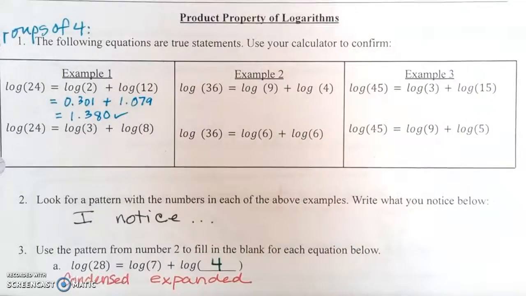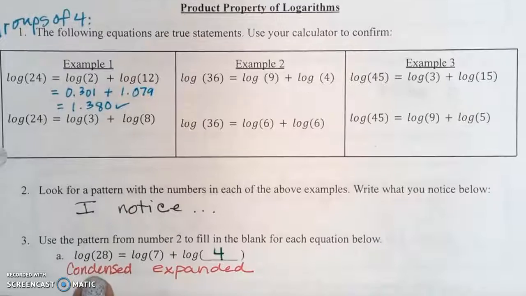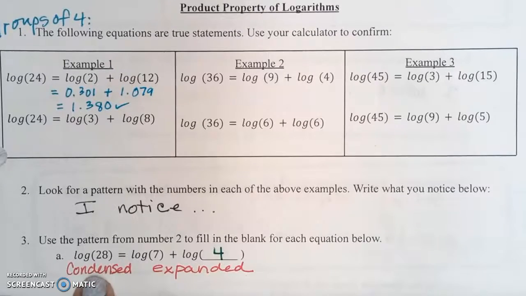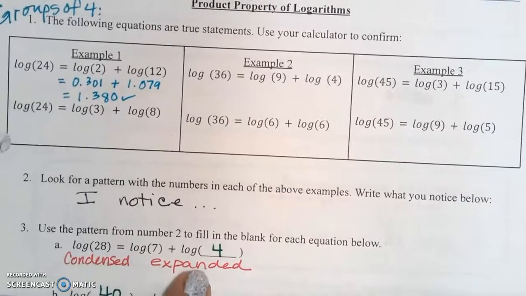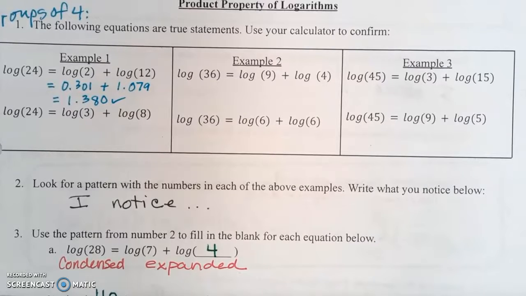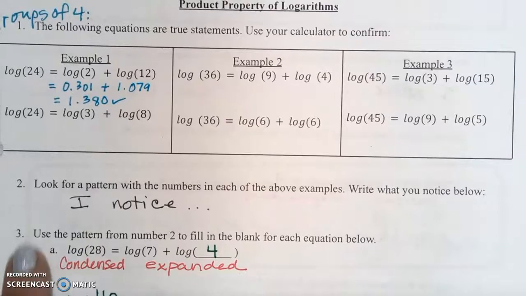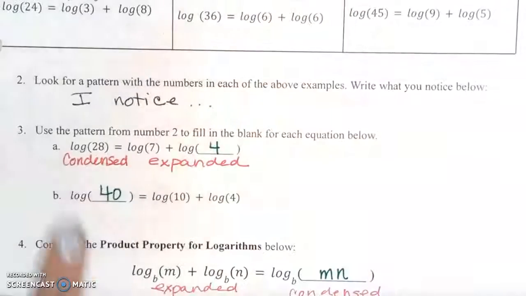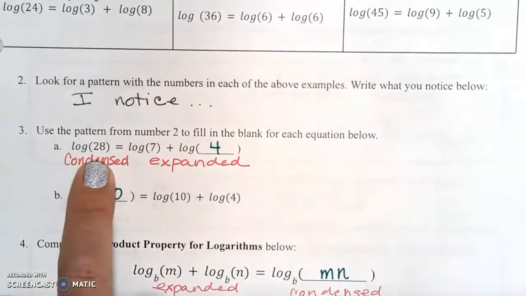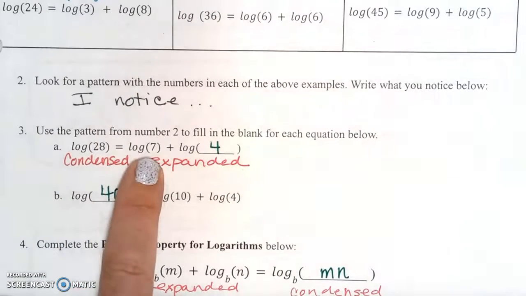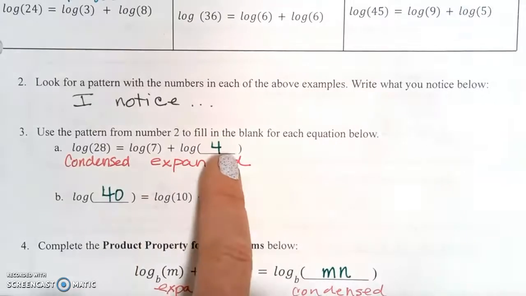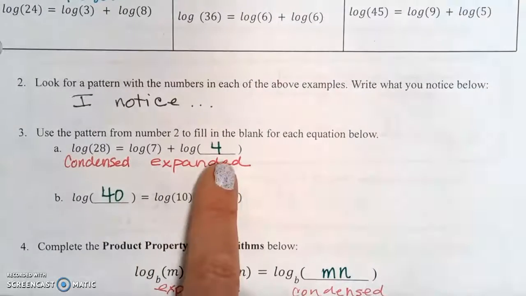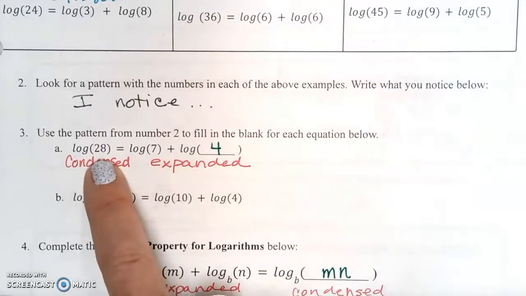On the left is what we call the condensed version, and on the right is what we call the expanded version. Basically, they're going to give you one, they want you to get the other, okay? So for problem number 3, it says, use the patterns from number 2 to fill in the blanks. So if we have the log of 28, we're going to say that's equal to the log of 7 plus the log of what? Well, 7 times 4 is 28, so we fill in the 4.